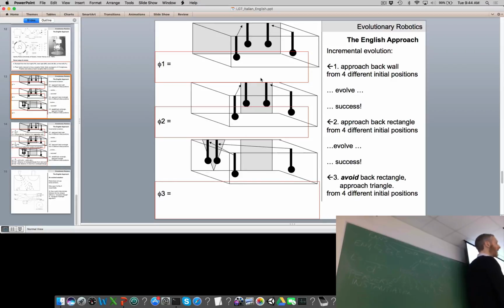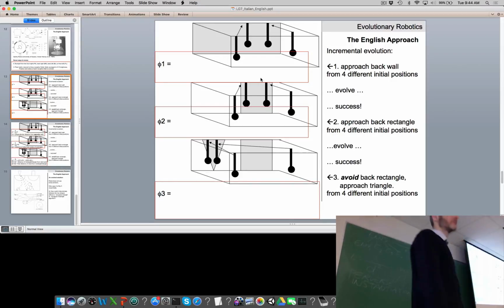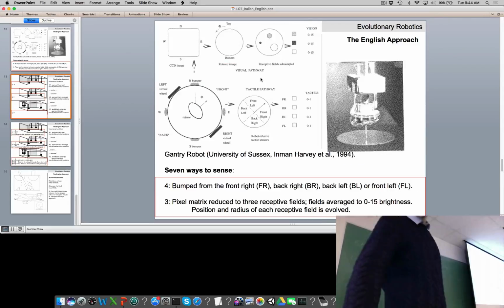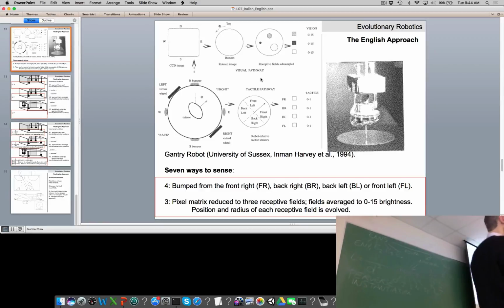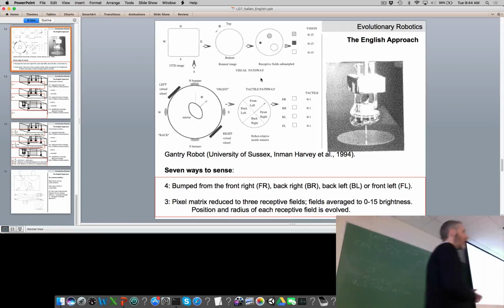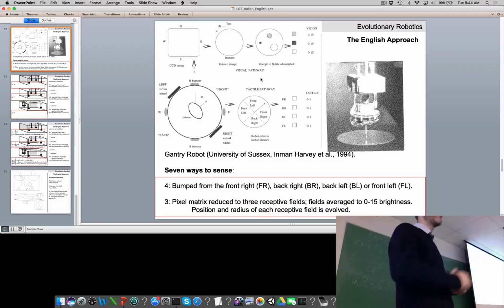How would you define Phi1, given the sensors that this robot has? Remember, we're usually creating the fitness function from the actual sensor values generated by the robot. At every time step, the gantry robot generates 7 numbers, the 3 visual sensor values and the 4 touch sensor values.